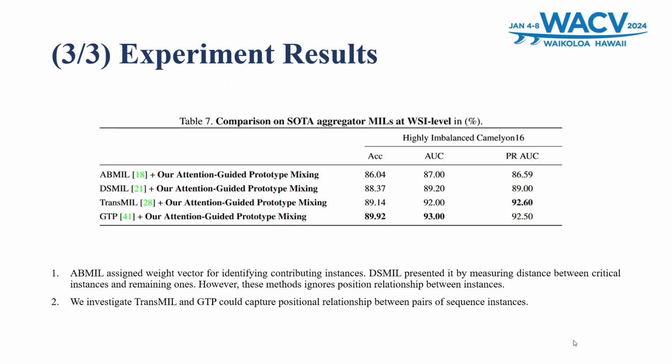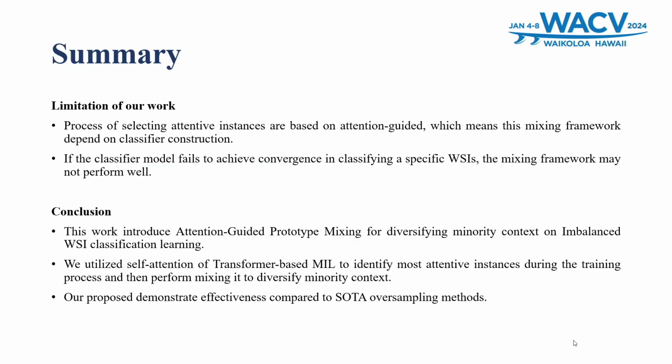In the last experiment, we also investigated our choice of framework against existing MIL frameworks like ABMIL and DSMIL. ABMIL assigns a weight vector for identifying the contributing instances, while DSMIL presents it by measuring the distance between the critical instance and the remaining ones. However, we argue that these methods ignore the positional relationship between the instances. So we investigate in our experiment that TransMIL and GTP could improve the performance by capturing the positional relationship between pairs of sequence instances.